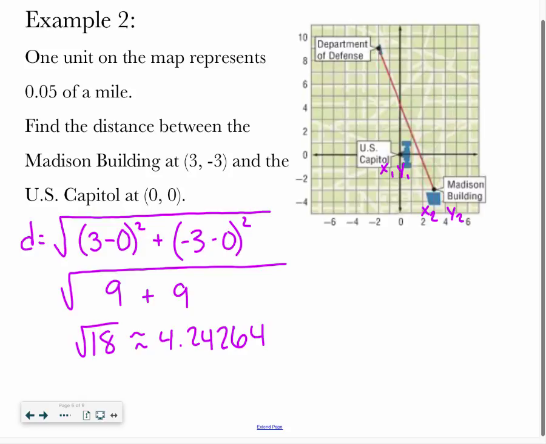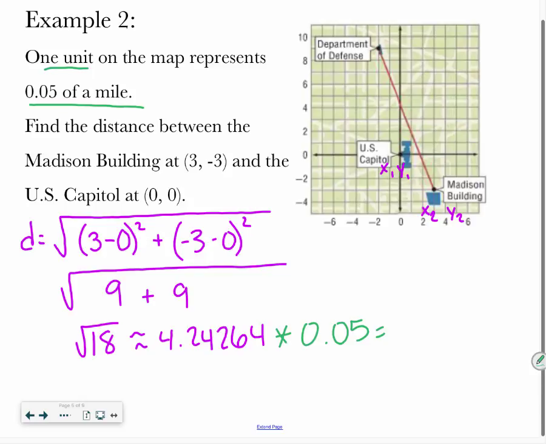But I want to know how far those two buildings are. So what I'm going to go back to is that 1 unit on the map is 5/100ths of a mile. So I'm going to take that 4.24264. I'm going to multiply that by 0.05 to find out how far that really is in miles. Because we don't care how many units it is. That means nothing to us.